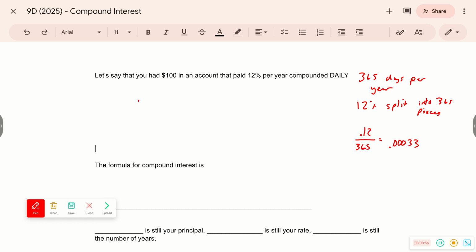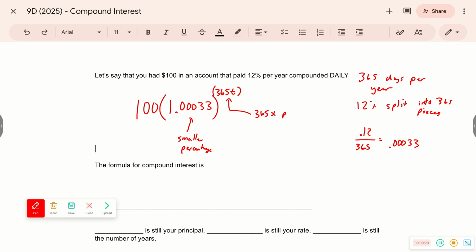Now we have our original 100 times 1.00033. It's compounded daily, 365 days a year, so we have to multiply 365 times t in the exponent right there. Basically what we're doing is getting a much smaller percentage, so this is our smaller percentage, 365 times per year.